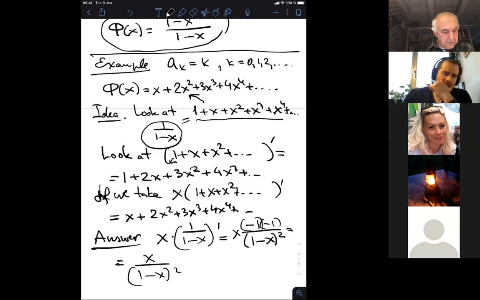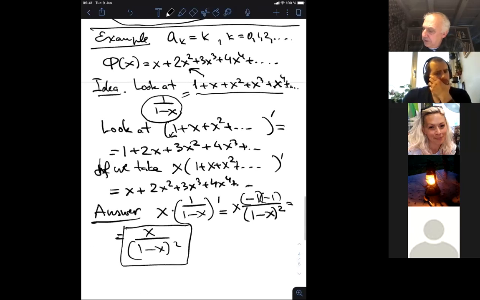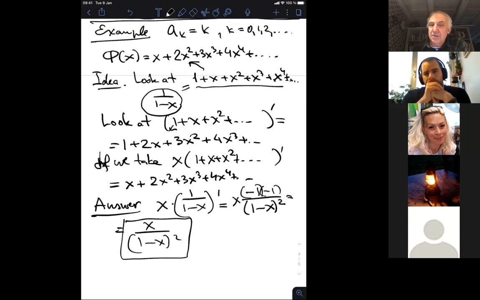Double check. Yes. So this is our answer. So this function is now an actual rational function. If we expand it into Taylor series at the origin, we'll get exactly what we wanted: x plus 2x squared plus 3x cubed plus 4x to the fourth, and so on.